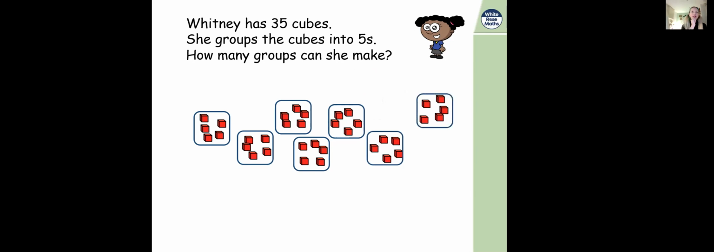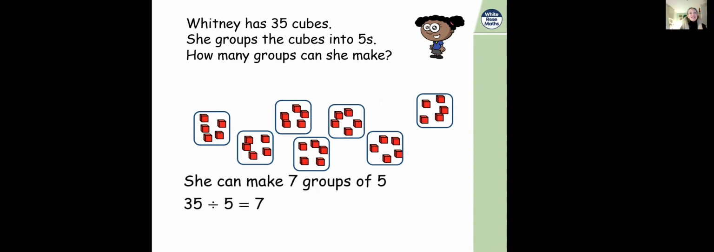Can you count how many groups of 5 Whitney was able to make with those 35 cubes? Get your pointy finger out. 1, 2, 3, 4, 5, 6, 7. She can make 7 groups of 5. That's 35 divided by 5 equals 7.